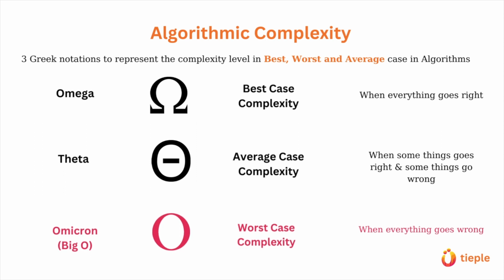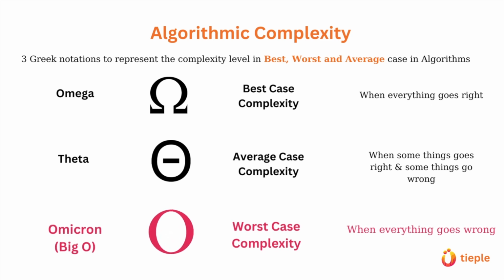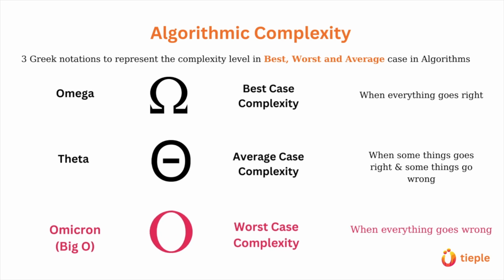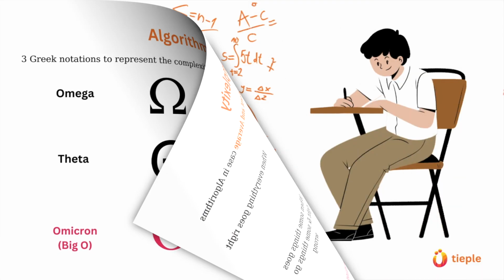We often focus on omicron or big O because it gives us the worst case scenario, helping us analyze the maximum limit an algorithm can hit in terms of time and space when things go all unfavorable.